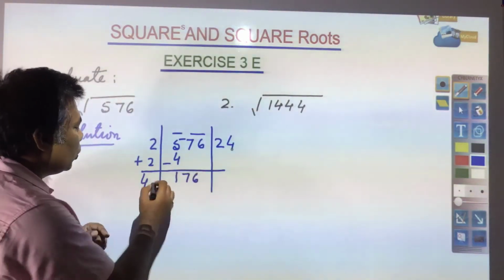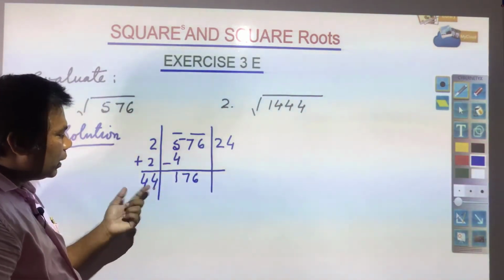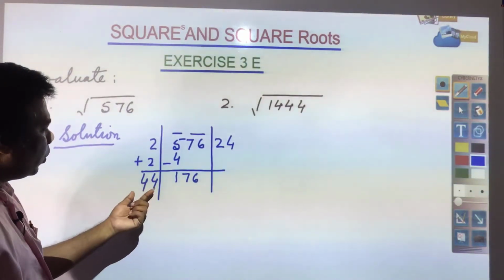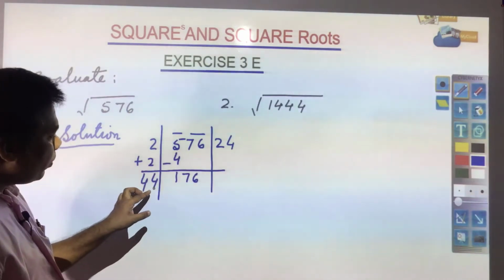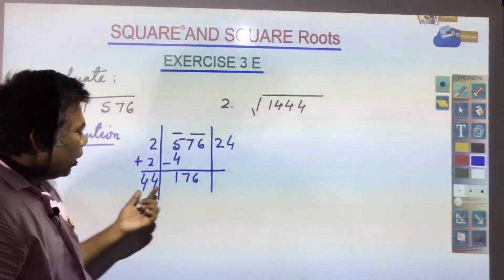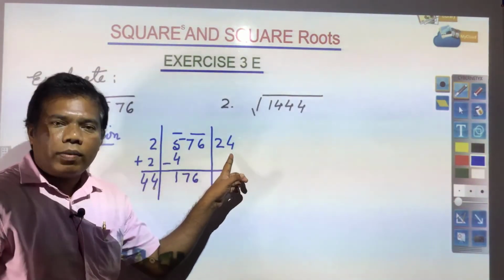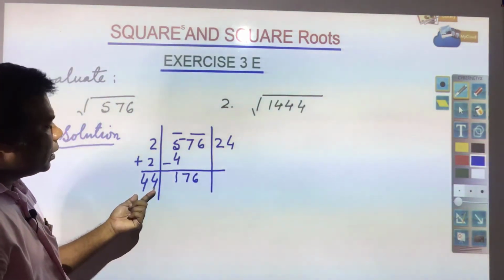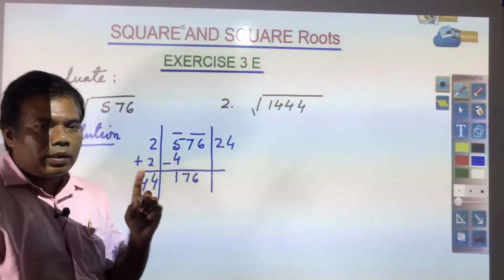These things you should do in rough, so that you can multiply and find out. So, your divisor is 44 now. If you would have kept 5, then your divisor would be 45. If you would have kept 3, then your divisor would be 43. So, 43 would be multiplied with 3. If you would have kept 5, 45 would have multiplied by 5, like that we need to do. So, 4 we have kept. So, 44 is your divisor, your dividend is 176 and 4 you have written in the quotient.